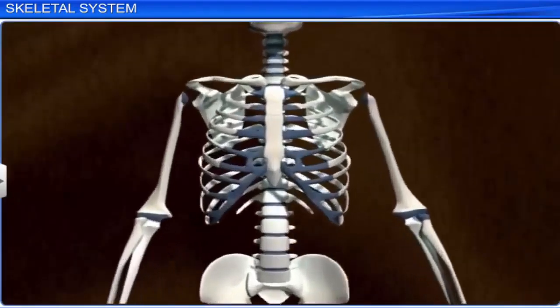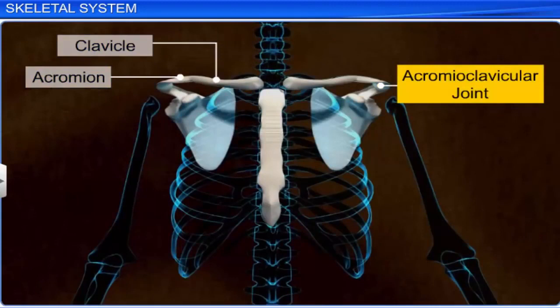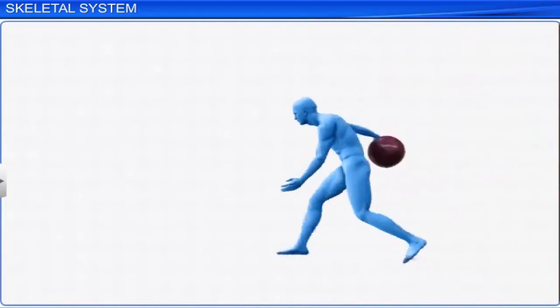In addition, the acromion articulates with one end of the clavicle to form the acromioclavicular joint, while the other end connects to the upper part of the sternum. The pectoral girdle plays an important role in the movement of the arms.